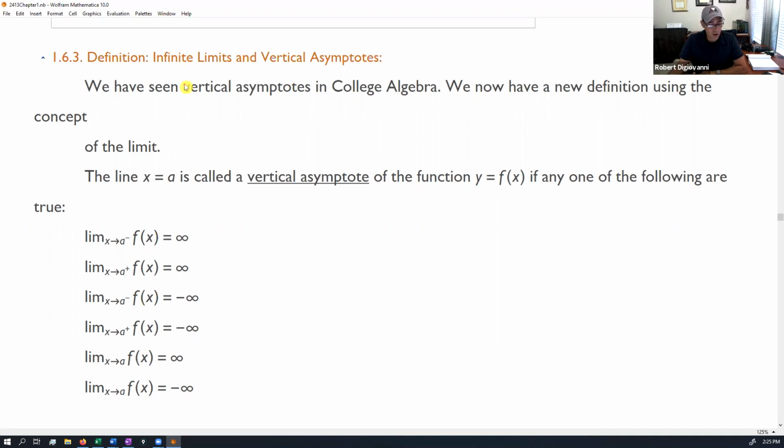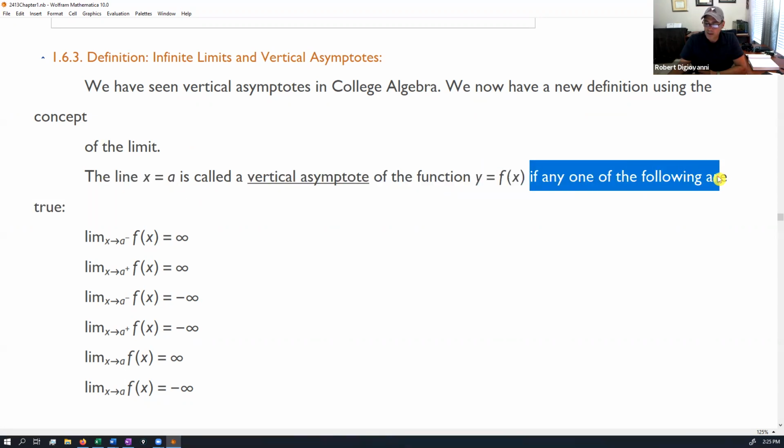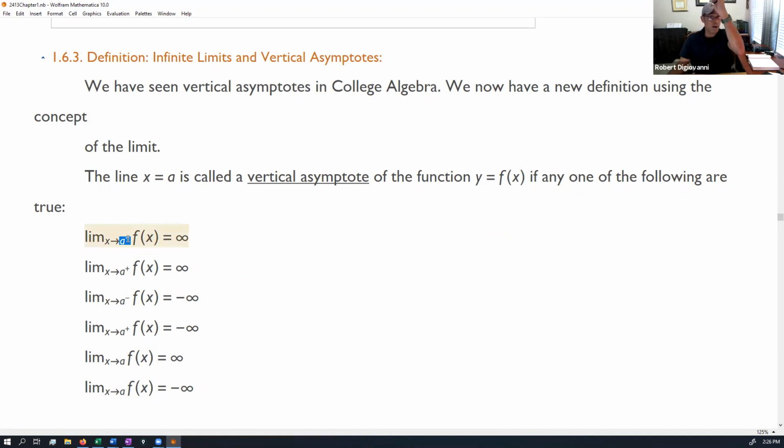So this is the algebra definition: the line x equals a, that's a vertical line, is called the vertical asymptote of some function y equals f of x if any of the following are true. If you approach a from the left and it goes to positive infinity, you've got a vertical asymptote there. If you approach from the right and it goes to positive infinity, you have a vertical asymptote. All of these different combinations just say it doesn't matter, left or right, you're either getting positive or negative infinity, something's happening. That's where you have vertical asymptotes.